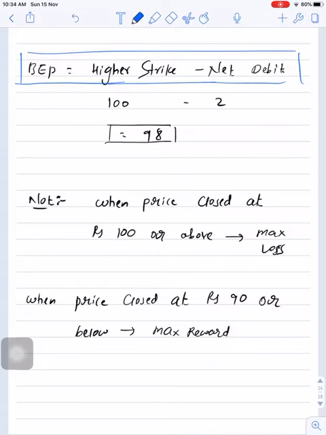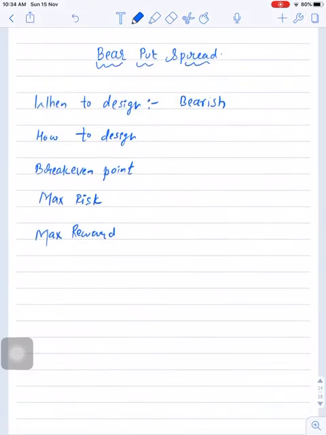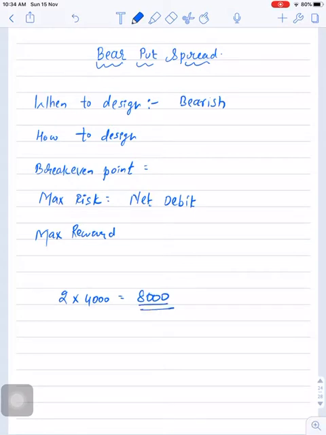Okay, now let's understand what is the maximum risk involved in this strategy. So maximum risk involved in this strategy is net debit. So in this case, the net debit was 2 rupees with lot size 4,000. This is our maximum risk. Whatever cost we have paid to design this strategy, that can be your maximum risk. We cannot lose anything more than 8,000.